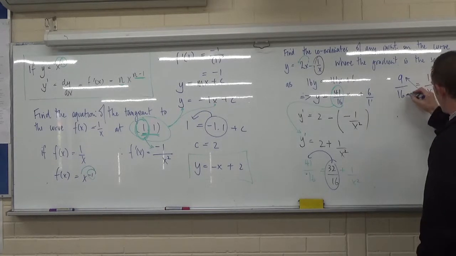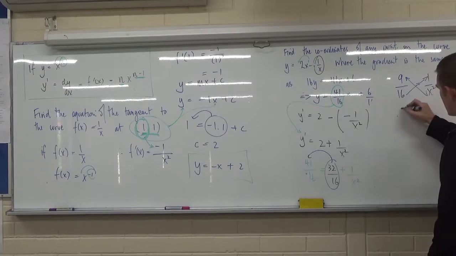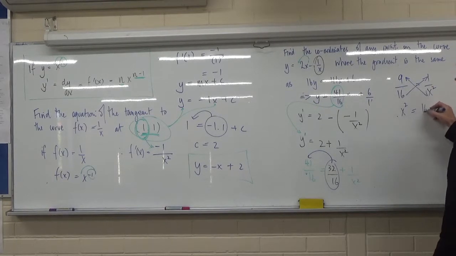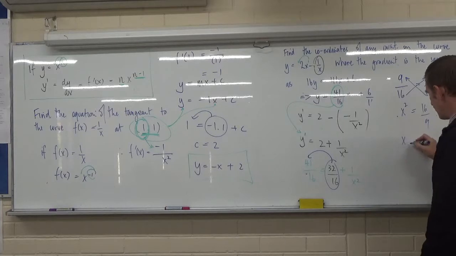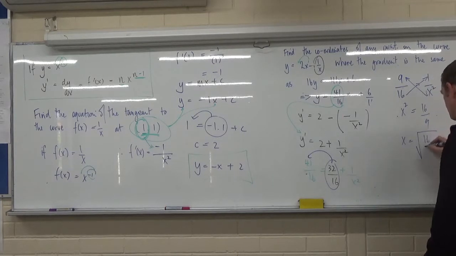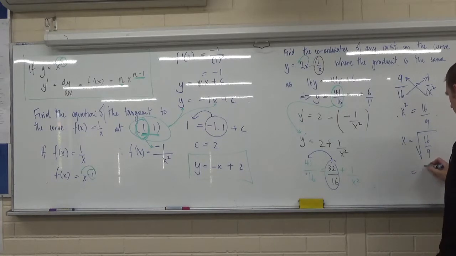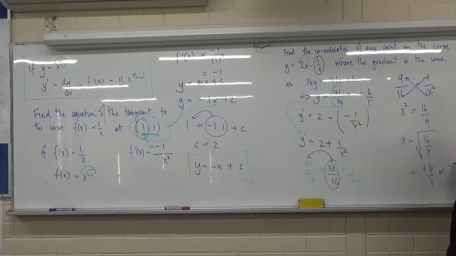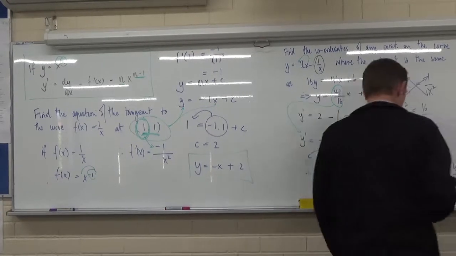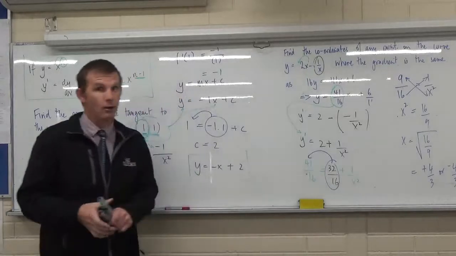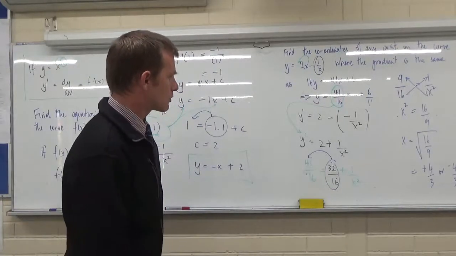That up to there, that up to there, that down to there. x squared will equal 16 over 9. Therefore, x will be the square root of 16 over 9. Now be careful, plus and minus here. We can go plus 4 over 3 or minus 4 over 3, I think. I think we can get both of those answers. Hopefully I got them right now. We'll see what we do.